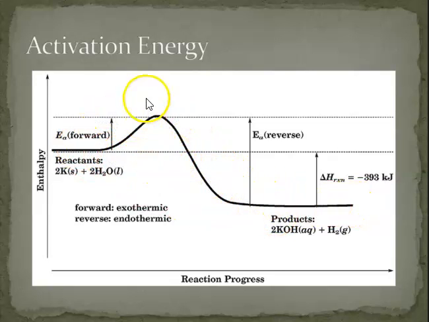But the other big difference is the activation energy. The activation energy, when I'm going in the reverse direction, is the difference between here and this top dotted line, right? It's to get over that hill. So there is a much larger activation energy going reverse than there was forward. This activation energy, I'm going to tell you now, is related to the rate. The smaller this bump is, the faster that reaction is going to proceed.